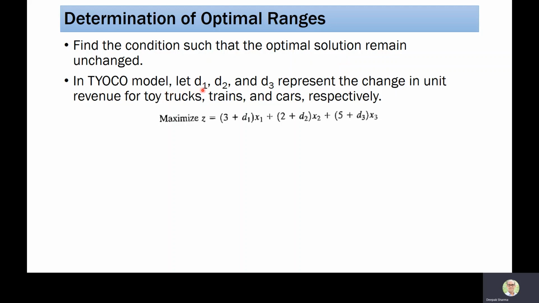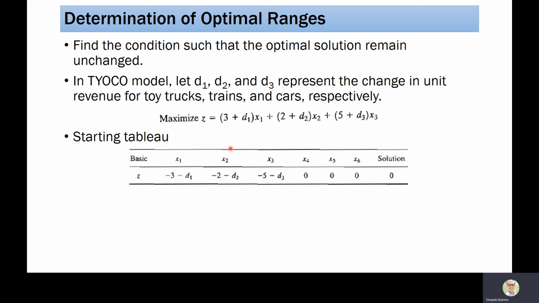Now in the TOYCO model, we have small d1, d2 and d3 as the change in the unit revenue of toy, truck, train and car. So this representation we will remember. Now the starting simplex table: if you are going to write a starting simplex table for the original problem with the change in the objective function, only the Z row will change, but the other rows corresponding to the slack variables x4, x5 and x6 will remain the same. That's why I'm showing you only the Z row here.